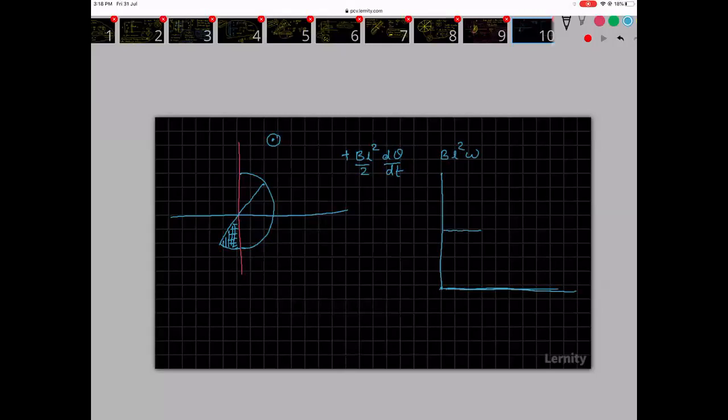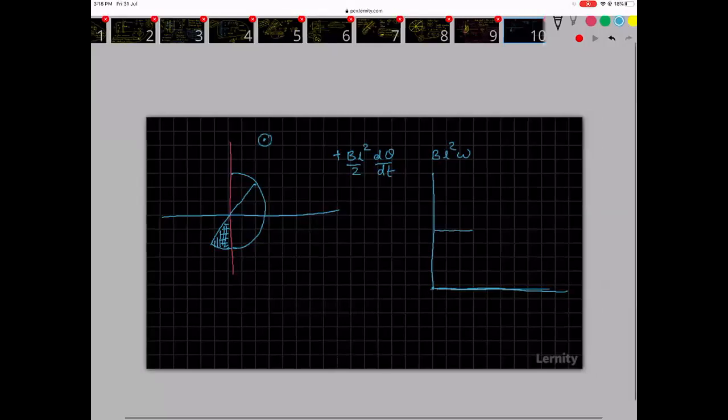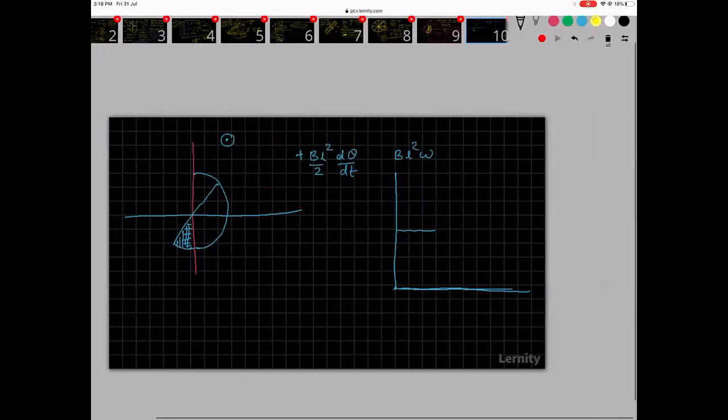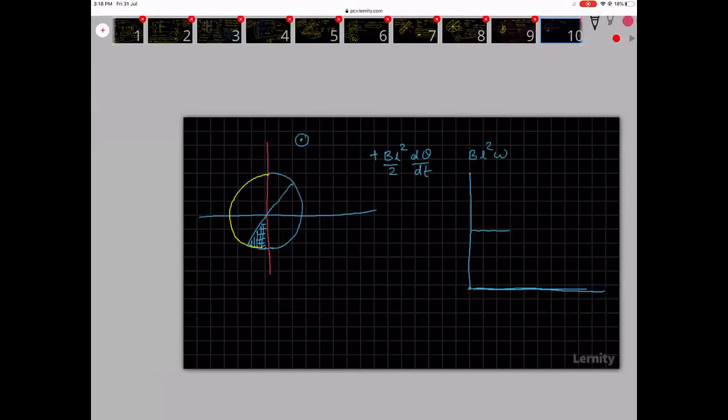Now it would reach this configuration. After this, when it moves like this, this would be an increase in flux. So the EMF will be minus d phi by dt. When I do minus d phi by dt, it would come to this. Then next half cycle, it will go this. Next half cycle, it will come this, and it will go on. So this cycle will repeat.